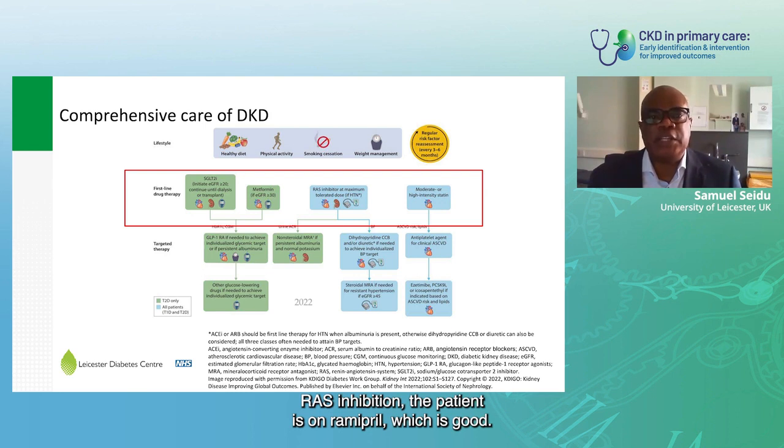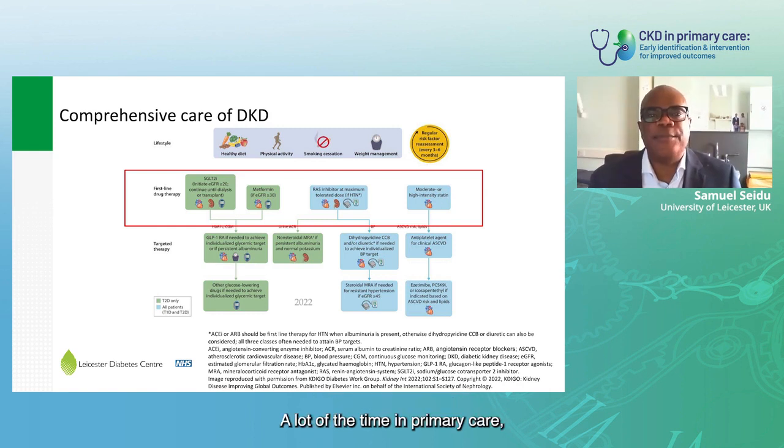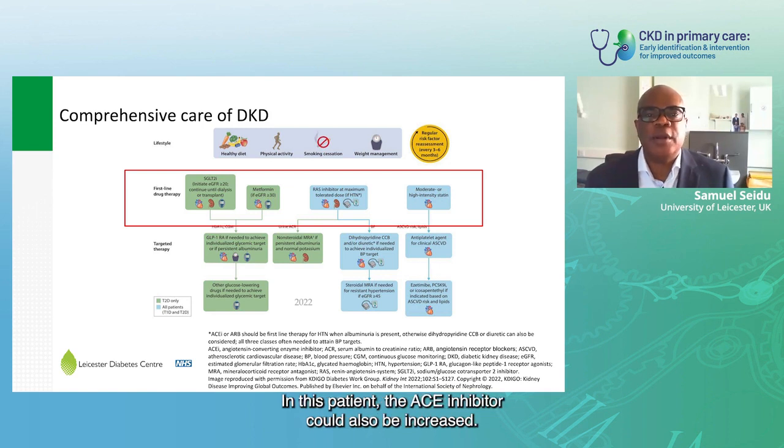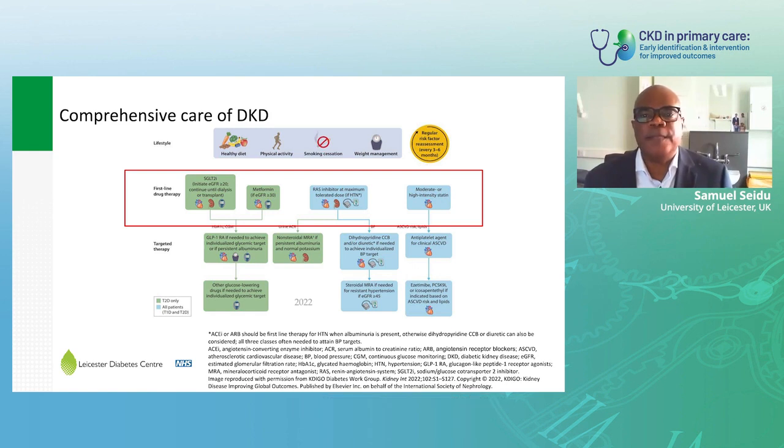RAS inhibition, the patient is on ramipril, which is good. 5 milligram ramipril can also be optimized. A lot of the time in primary care, we are quick to start ACE inhibitors and ARBs, but we don't optimize to the maximum tolerated doses. So in these patients, the ACE inhibitor could also be increased.